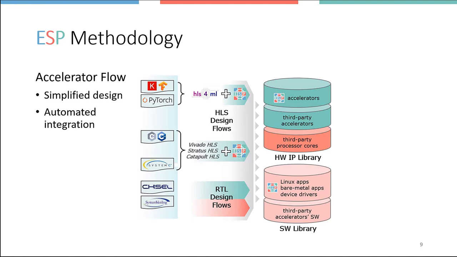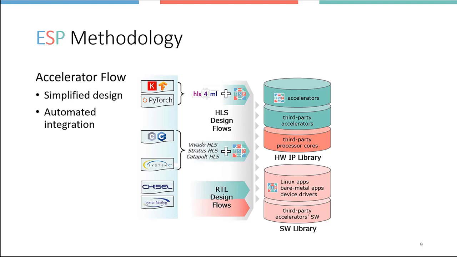For example, let's focus on the design of accelerators. It's possible to design an accelerator at the register transfer level using Verilog, VHDL, SystemVerilog, or Chisel, and traditional logic synthesis. But it's also possible to design an accelerator at a higher level of abstraction, which we often promote and advocate, using C, C++, or SystemC. There are a variety of commercial high-level synthesis tools, as indicated in this slide, that you can use with ESP to design an accelerator.